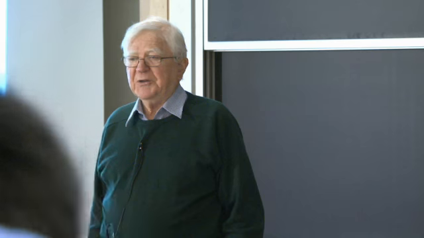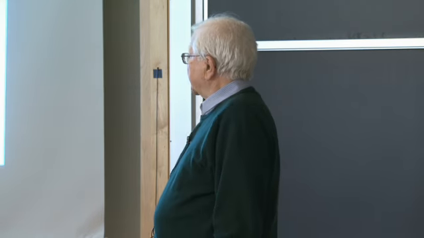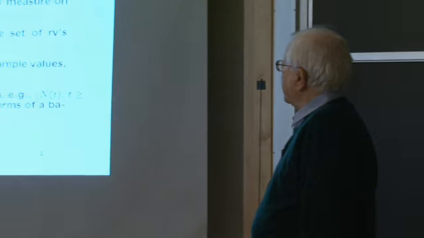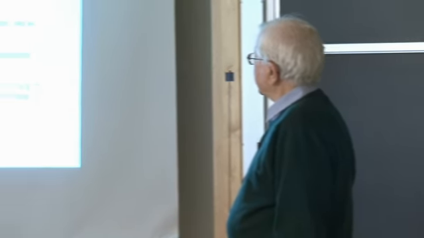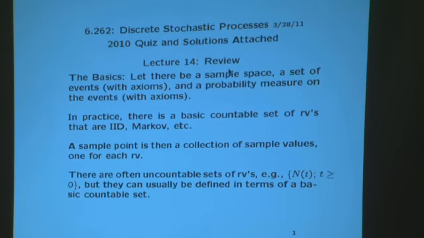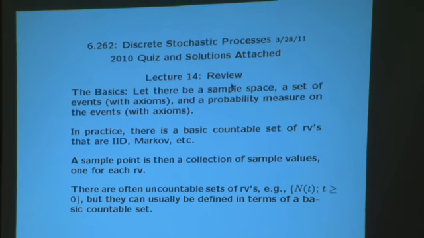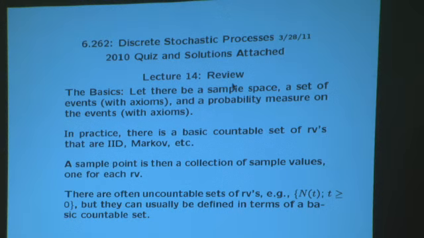In other words, when you find a joint probability distribution on that set of random variables, that tells you everything else of interest. And a sample point or a sample path on that set of random variables is then a collection of sample values, one sample value for each random variable.